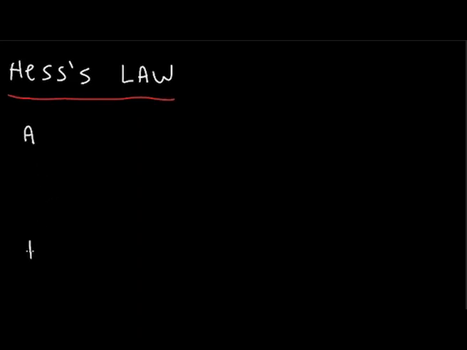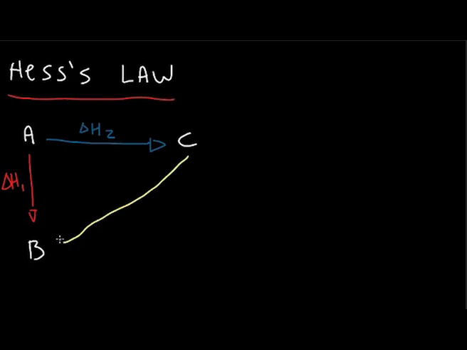Let's say we have a reaction that goes from A to B and has an intermediate step of C. We will call the enthalpy change from A to B delta H1, as it is the enthalpy change for the whole reaction, since it goes from the reactants to the products. We'll call the enthalpy change from A to C delta H2, and the enthalpy change from C to B we will call delta H3.